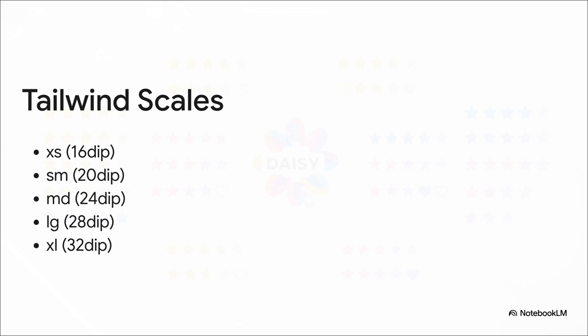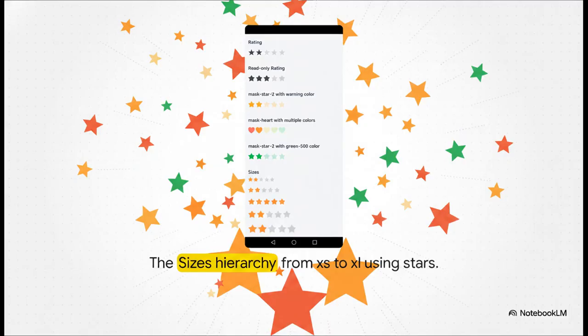This logical progression means your UI is going to scale consistently no matter the screen density. It's a real lifesaver. Now, what's really interesting about this sizes hierarchy is how perfectly these 5 sizes scale on screen for totally different visual contexts. Whether you need a compact little rating for a dense list view, like you see in that extra small row, or a bold, prominent hero rating using the extra large stars, the visual context is handled beautifully. And the best part? You don't have to manually calculate any of that scaling yourself.